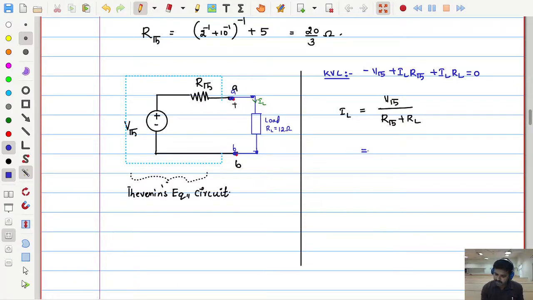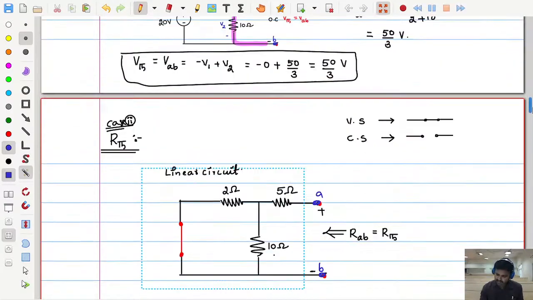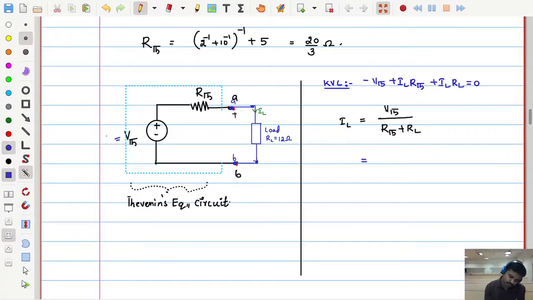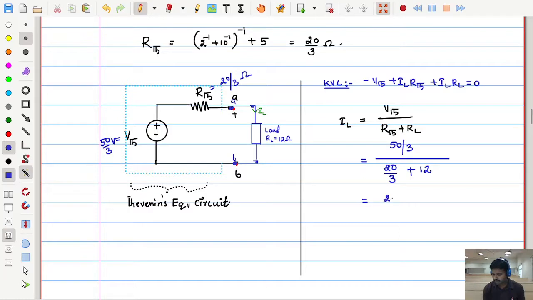And we know every value. How much is VTH? VTH is 50 by 3 volts. What about RTH? 20 by 3 ohms. Now find these things. So 50 by 3 divided by 20 by 3 plus how much is the RL? 12. This is the load current by using Thevenin's theorem. 25 by 28, sir. 25 by 28 amperes, right? Yes, sir.